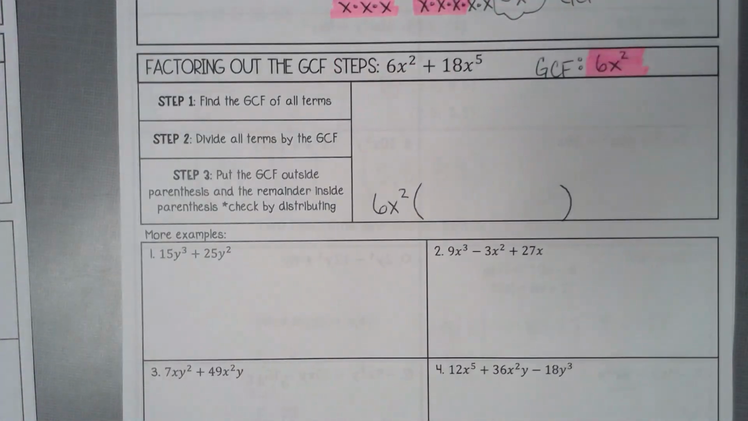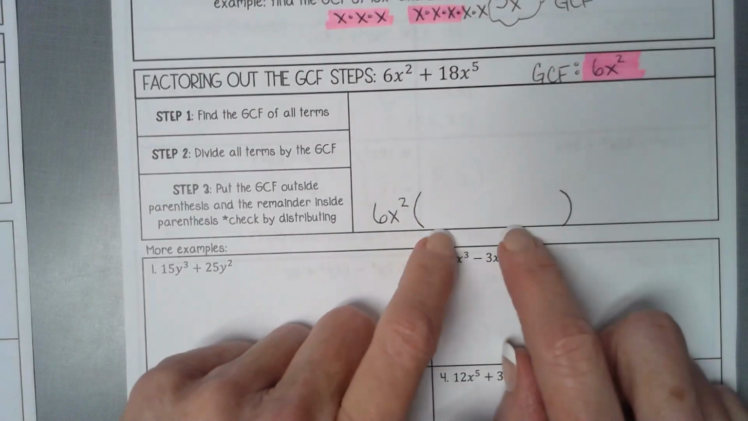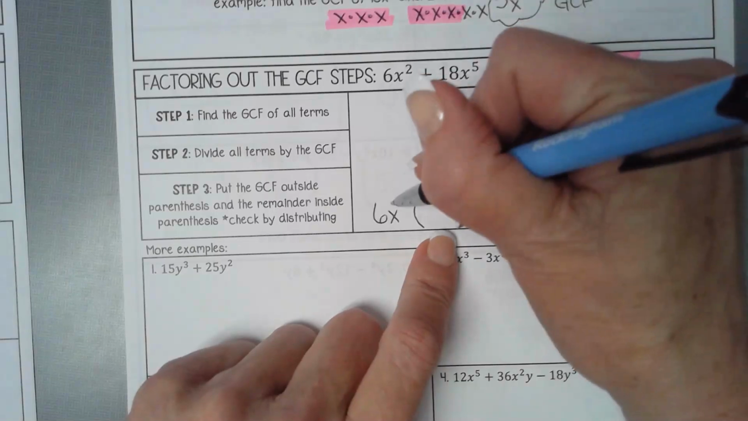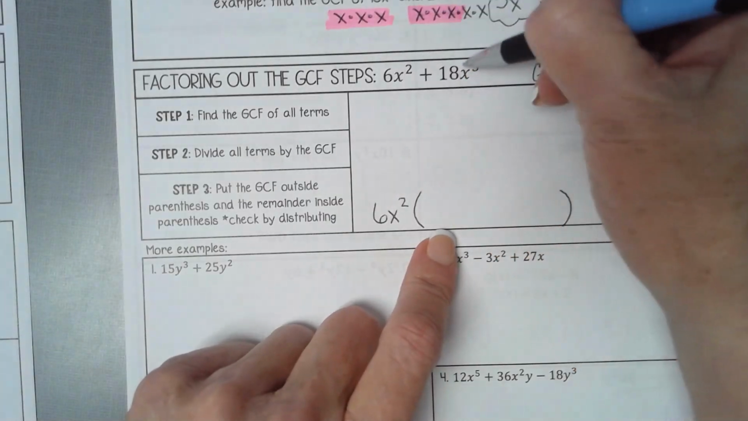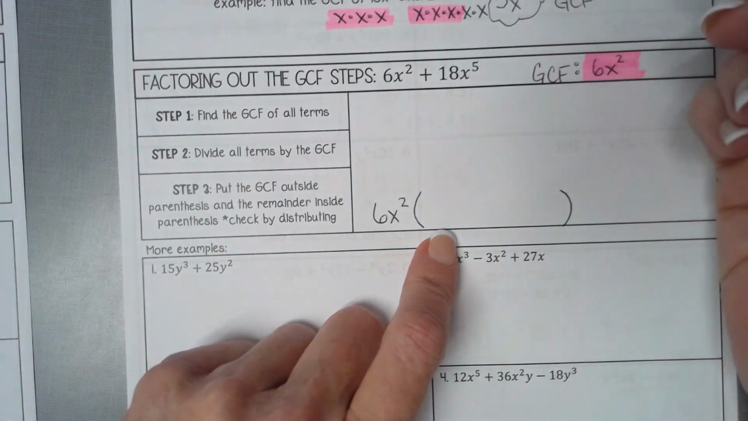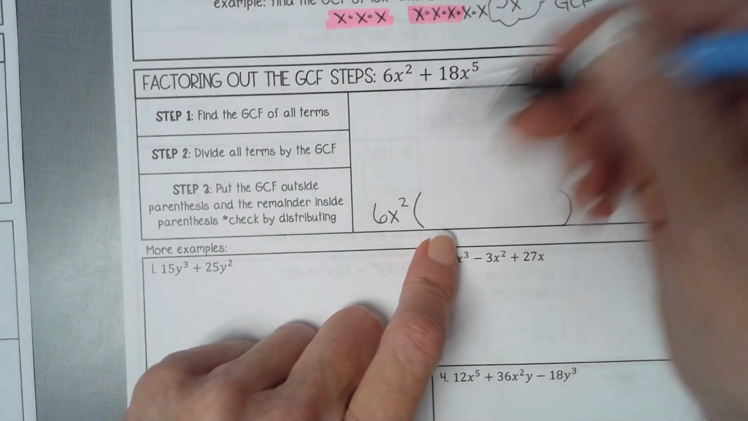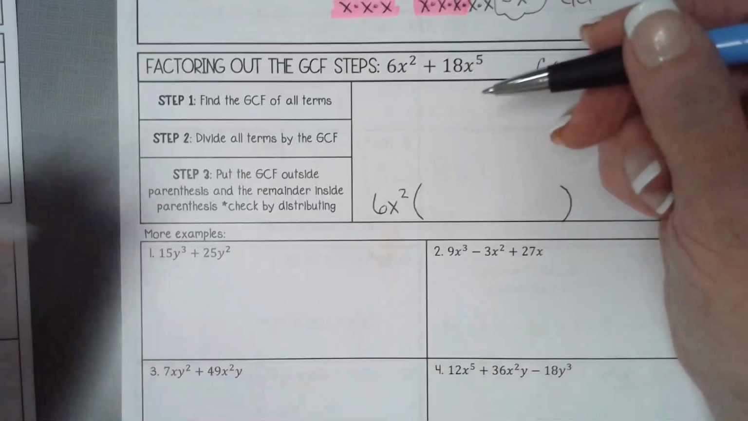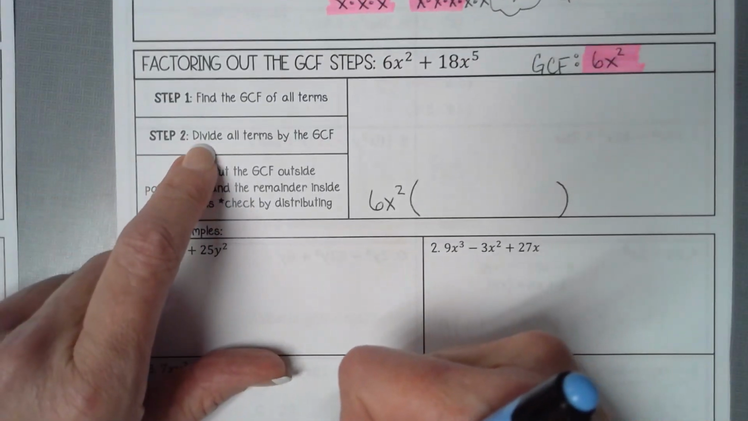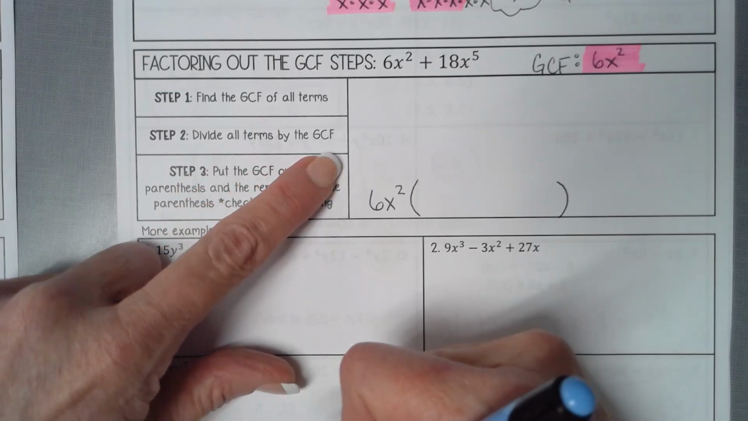So, I've got my 6x squared outside, and I've got to figure out how to fill in these parentheses so that if I went backwards, I would get the original expression. Well, there is a mathematical way to do that. If going one way we multiply, going the other way we divide. So notice what it says: divide all terms by the greatest common factor.